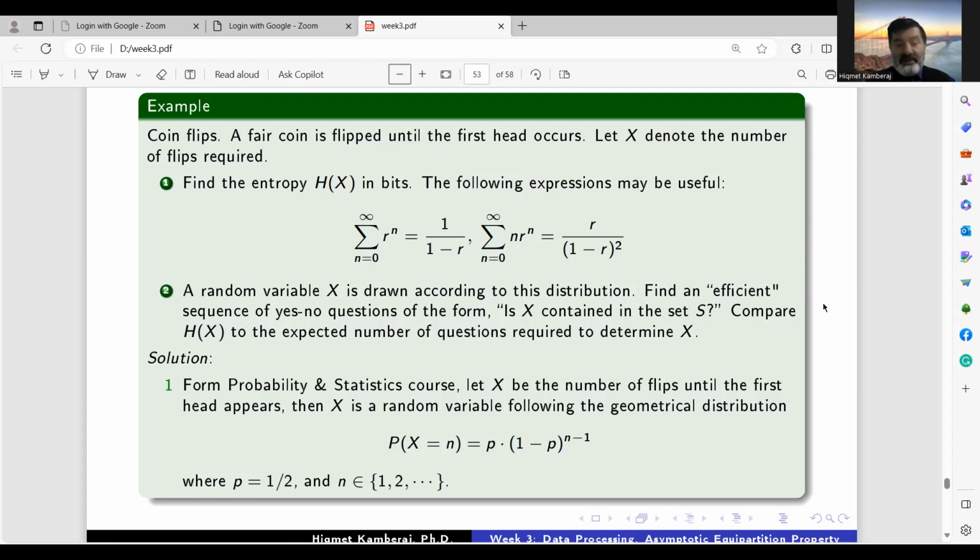Now, from a probability and statistics course, you might have taken this one. Let x be the number of flips until the first head appears. Then x is a random variable following the geometric distribution. So this means the probability of x being equal to n is equal to p times 1 minus p to the power n minus 1, where p is equal to 1 over 2 and n is from the set 1, 2, and so on.